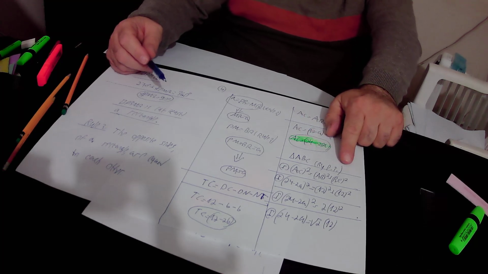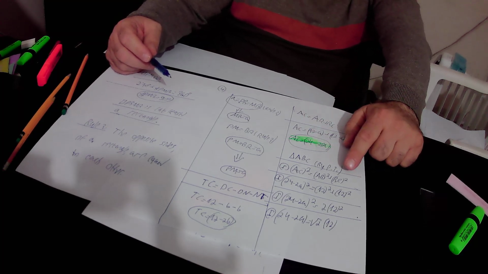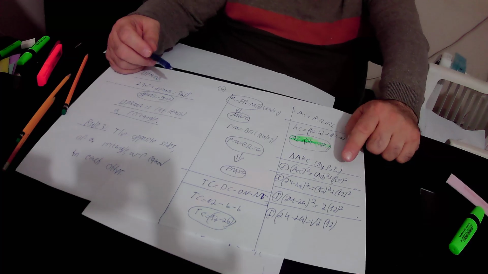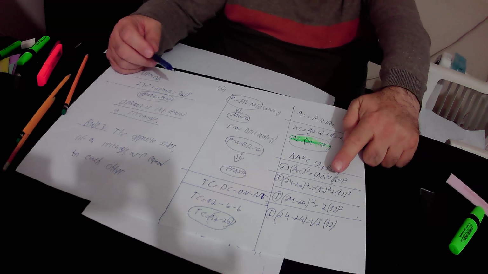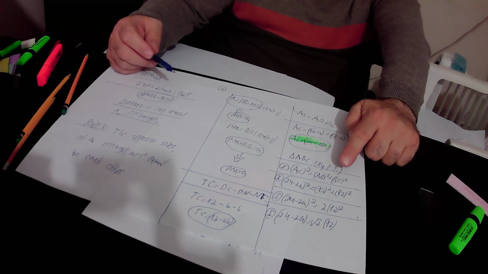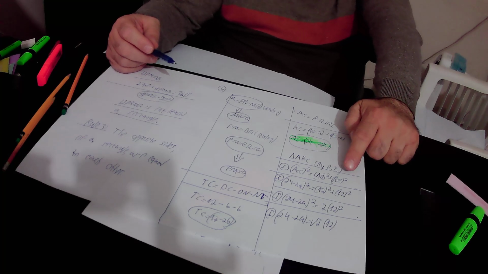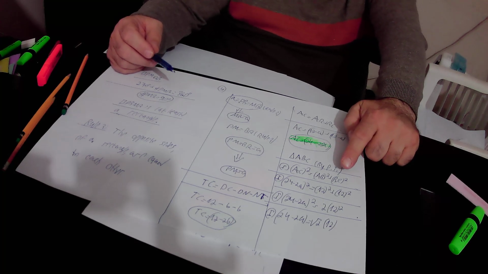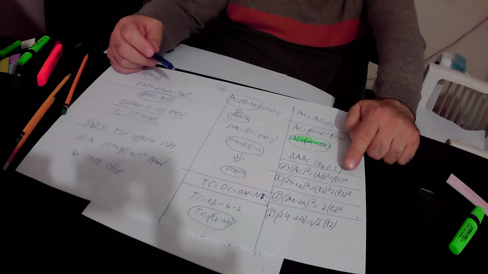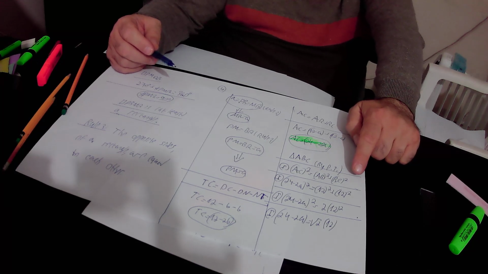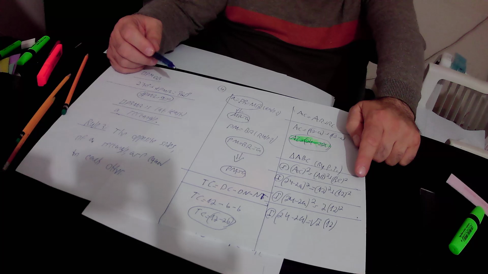AC square equals AB square plus BC square. We already found out, or we just right now found out, that AC equals 24 minus 2a. Therefore, AC square will be equal to (24 minus 2a) square, and it equals AB square. AB is 12, so AB square is 12 square, plus BC square. BC is 12, so BC square is 12 square.